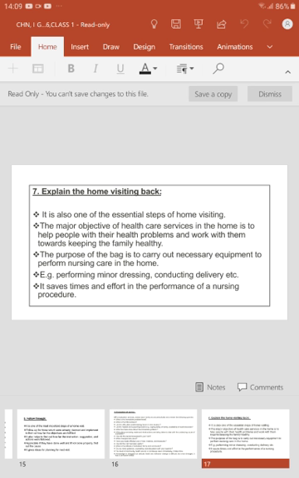Sorry, one mistake was there here. It should be the home visit bag, so it's a bag only. I'll be correcting it and sending it with the notes, okay. So it saves time and effort in the performance of a nursing procedure, okay. So it will be saving time.